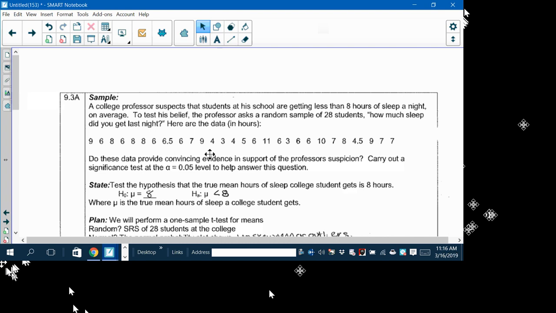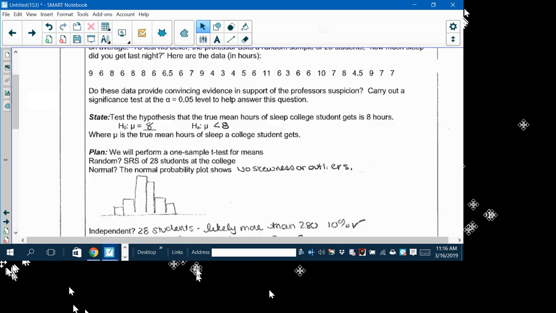I copied a very lame histogram for you guys, but we can do a histogram in our calculators. Or you could do a dot plot, which would probably be easier, because you could probably do that manually. You can see that there's really no skewness or outliers, and it's relatively normal.